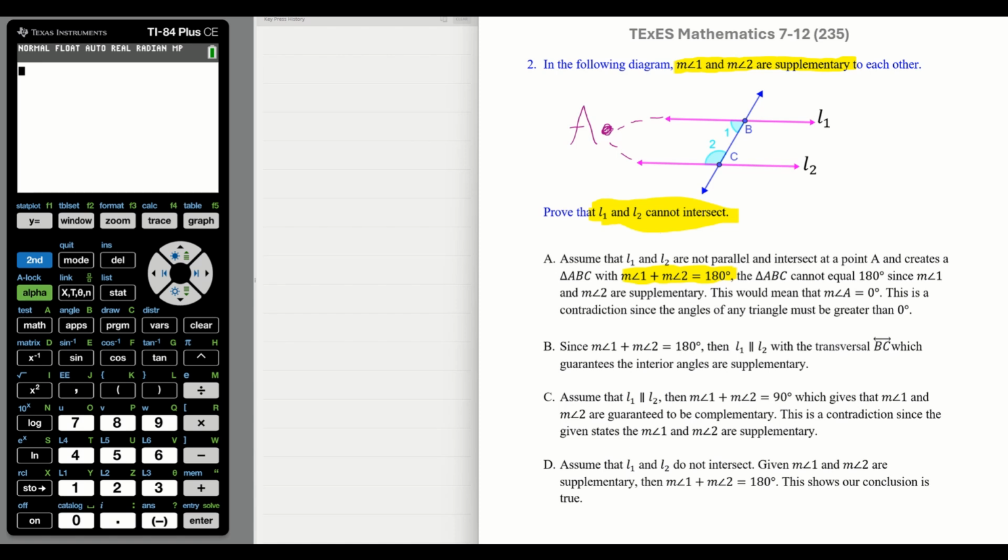A triangle should be 180. So if we draw a triangle where it intersects down there, then that's not going to work. Then since these are supplementary, this means that angle A would be 0. This is a contradiction since the angles of any triangle must be greater than 0. Okay, I'm going to agree with all that. But let's see how the others begin.